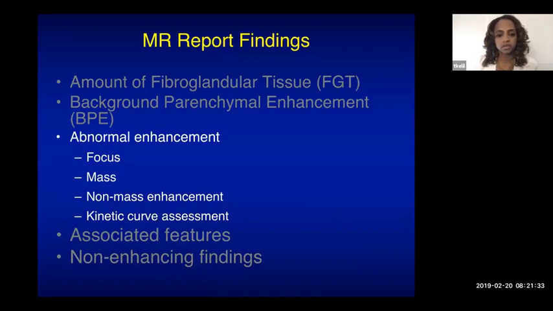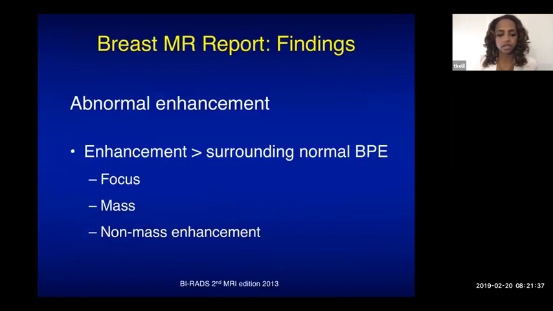Next, we'll move on to abnormal enhancement. So what are the abnormal enhancements you might see on an MR study? Abnormal enhancement is described as enhancement which is greater than the surrounding normal BPE. And this can include a focus, a mass, or a non-mass enhancement, and we'll go through each of these.